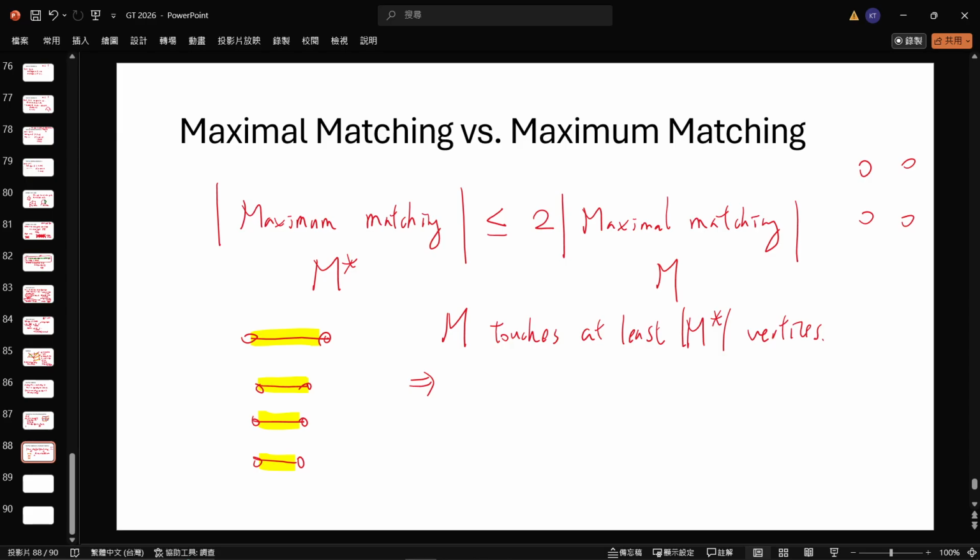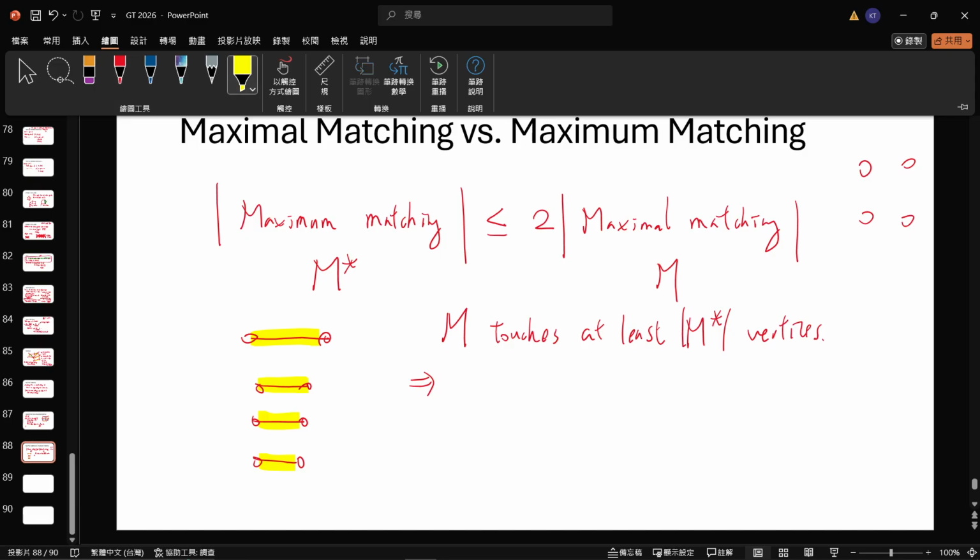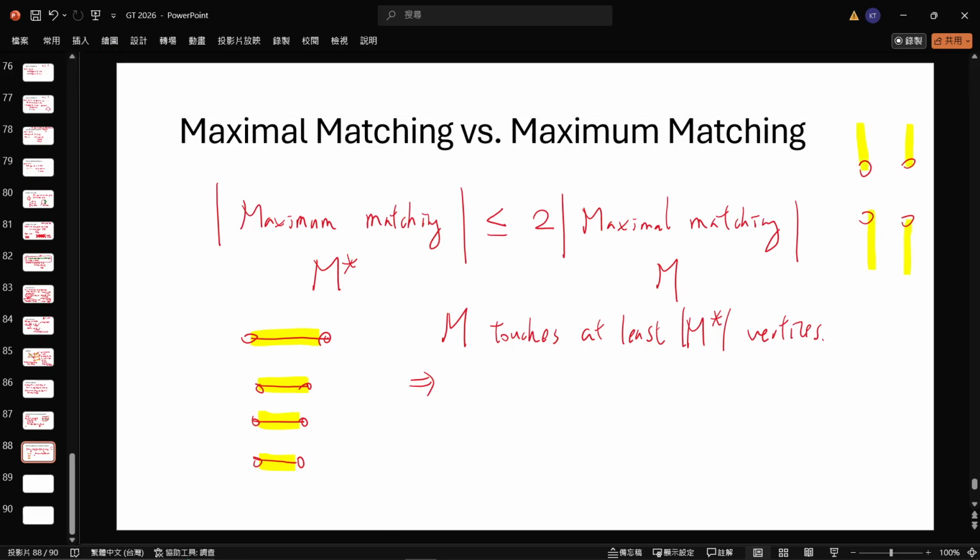So if I want to create a matching to touch these 4 vertices, well, first of all, I can definitely do this, okay? So for every vertex, I use a separate edge to touch it, okay? But this is not the most efficient way, okay? So actually I can do just 2, okay? So for every 2 vertices, it's possible that I can use the same edge to touch both of them, okay?